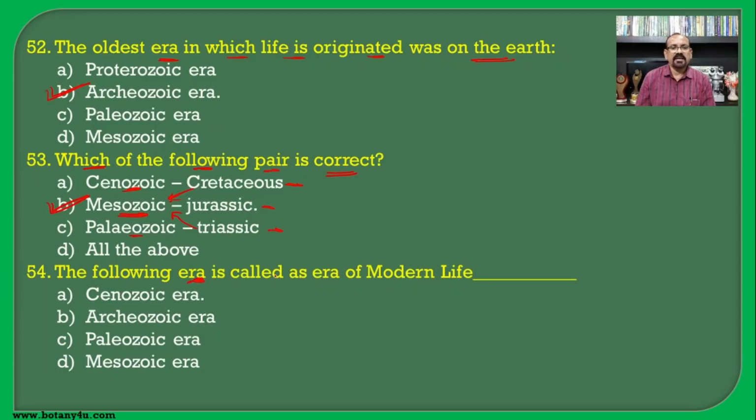The following era is called the era of modern life. In the earlier questions we have already seen that the Cenozoic is the recent era, and hence it is the era of modern life, that is our own present-day life.